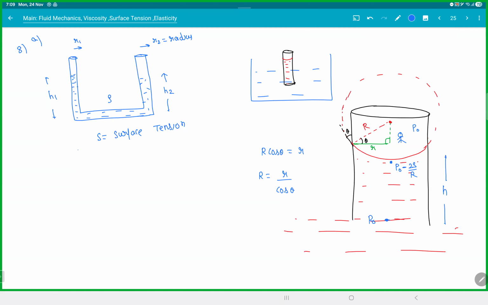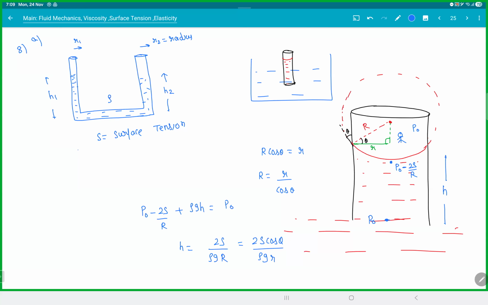So derivation, I'm showing you that this is how the whole thing goes. P naught minus 2s by R plus rho gh must be equal to P naught. And from here we get h is equal to 2s by rho g capital R. Capital R is nothing but r by cos theta. So that becomes 2s cos theta by rho g r. And that is how we actually derive this.